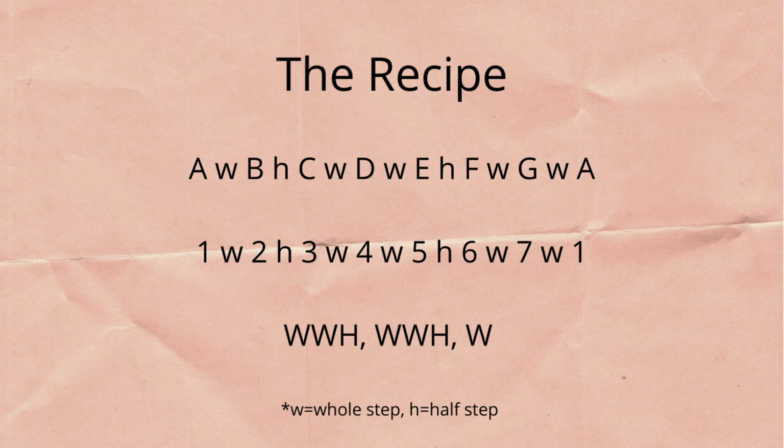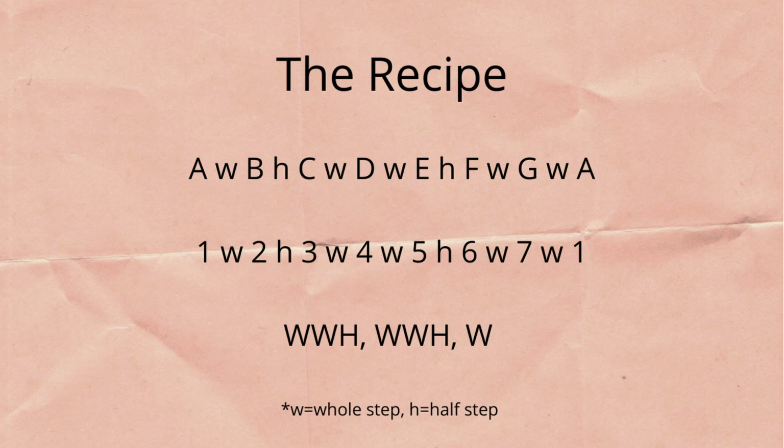So that's why we have numbers there in the third line. It's just showing that if you look at the notes as generic placeholders, and you're focusing on the whole steps and half steps in between the notes, you could start on any note you want, and as long as you go by that series of whole steps and half steps, you'll be creating a minor scale starting on that note. So the series of intervals here to remember is whole, whole, half, whole, whole, half, whole.